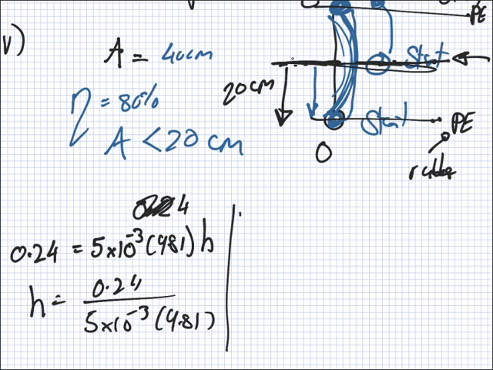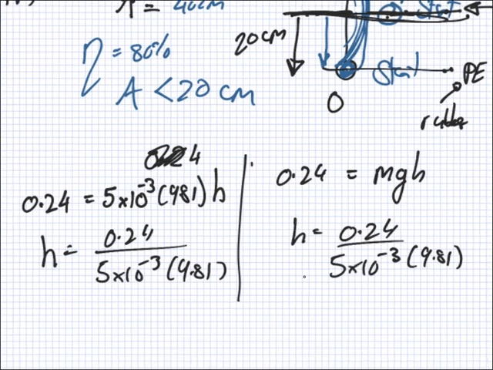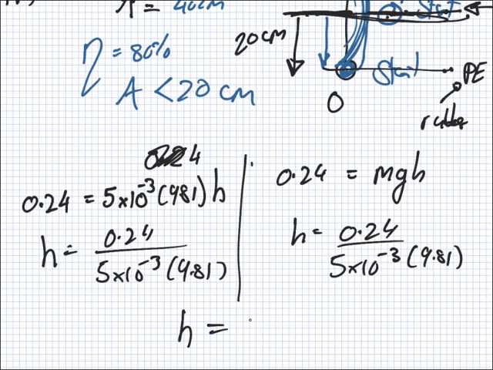Kinetic. And if you take this as the beginning and the ground, then it has no potential. So the height this time would be 0.24 equals mgh. It's actually the same thing. You get the same answer. Same thing, isn't it? Nice, okay. Same answer. So, in both cases, what's the h here?